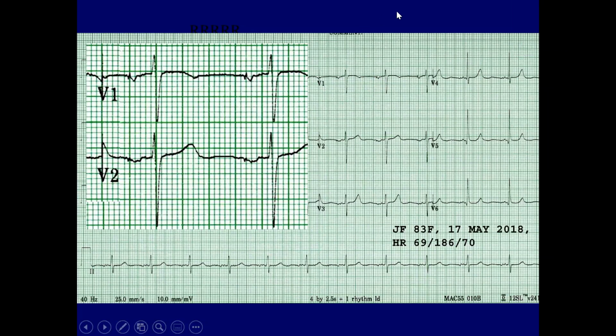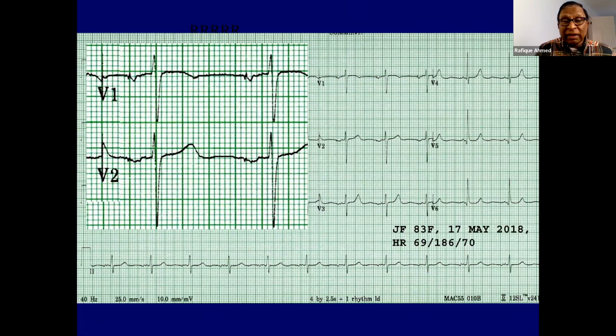Sir, that means the clue is that abnormal P wave. Exactly. Abnormal P wave, and then this sharp spike, which can be an artifact, but if it is so sharp and always present, it cannot be an artifact. So just pay attention to this.